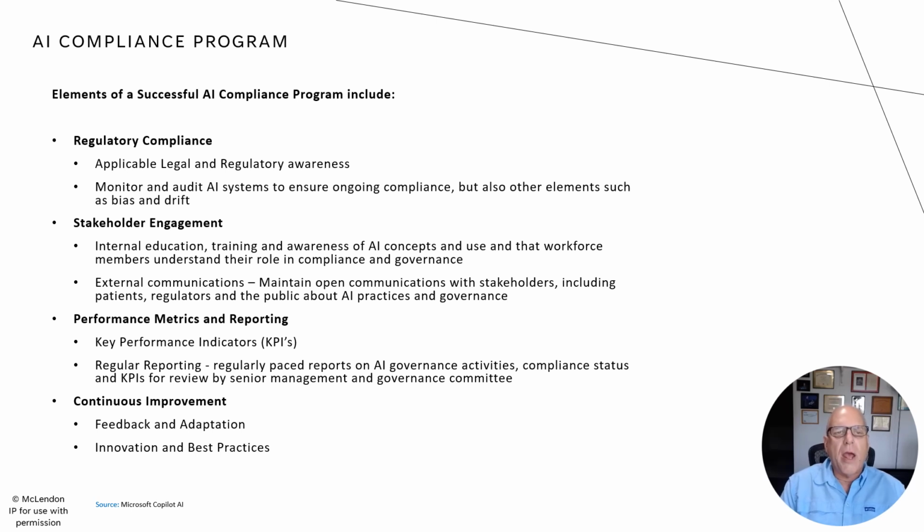Elements of a successful AI compliance program include also regulatory compliance with legal and regulatory awareness. So you need to know what's going on with lawsuits and things like that, but also what regulations are coming down. You have to monitor and audit your AI systems for ongoing compliance. You have to make sure stakeholders get engaged and stay engaged, have internal education, training, and awareness of AI concepts, and use workforce members' feedback and understand whether they understand their role in the compliance and governance structure within your organization.